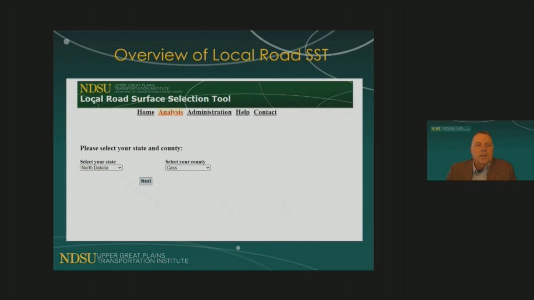So the surface selection tool, starting out, it just walks you through the whole analysis step by step. There's a next button down in here. Once you put your information in, you just click next and keep going through the different menus. So the first part of it is just selecting the state and the county that you're going to be working on. There's just a few menus across the top. The analysis is where we're at right now. There's an administration, which I'm going to talk about in a little bit, and help and contacts.